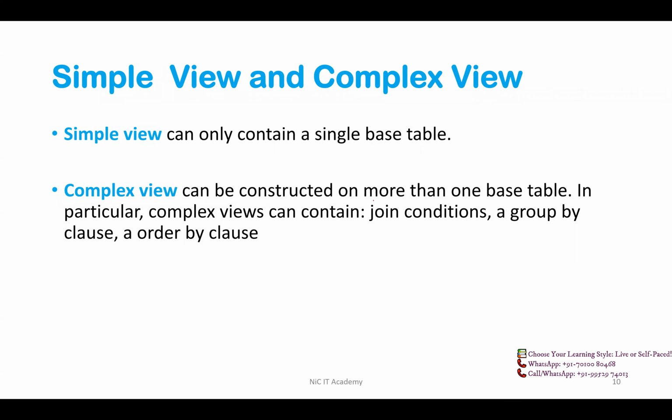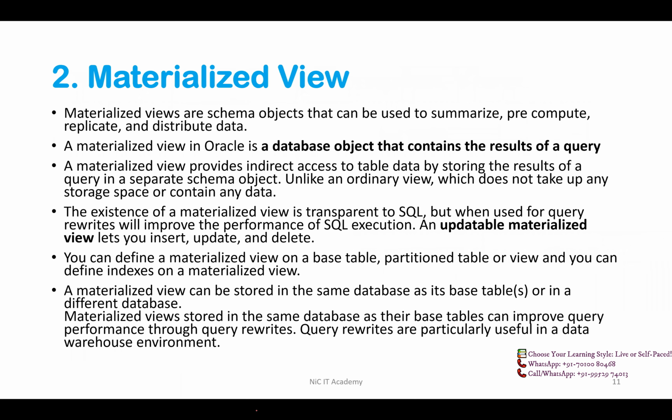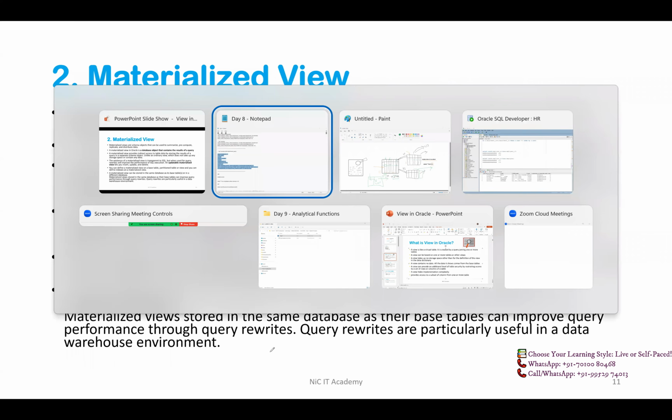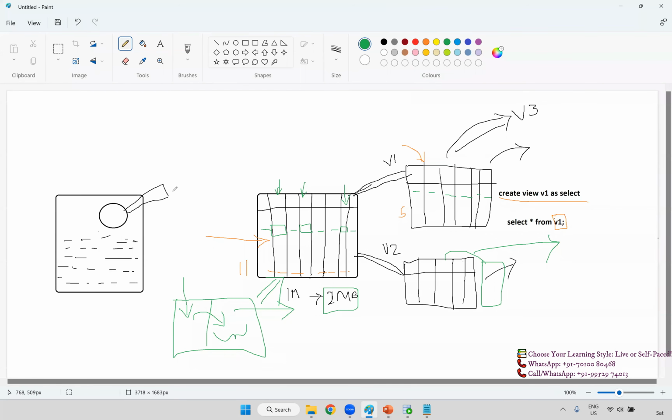A complex view can be constructed on more than one base table. In particular, a complex view can contain join conditions, group by, subquery, or anything. It's a combination of more than one table. That is a complex view. I hope you are clear on the normal view. And we do have inline view. Any questions on normal view?